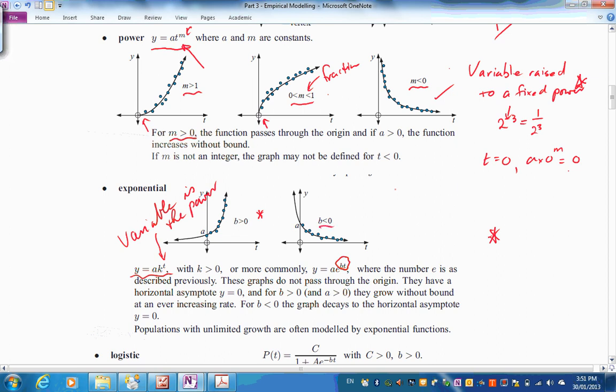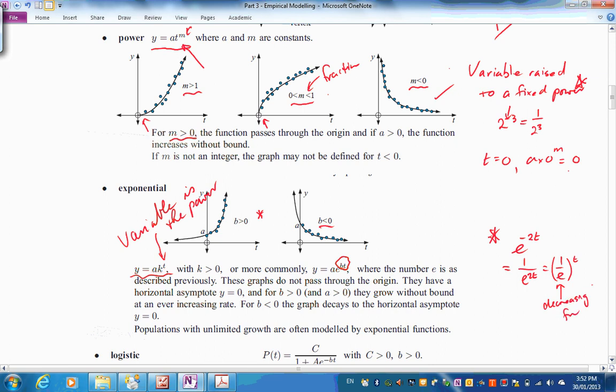If it's negative, for the same reason as before, let's look at that. e to, let's say, something like negative 2t. What does that negative mean? It means the reciprocal. So really we're talking about 1 over e to the t, and if this is a fraction, it's going to give us a decreasing function.